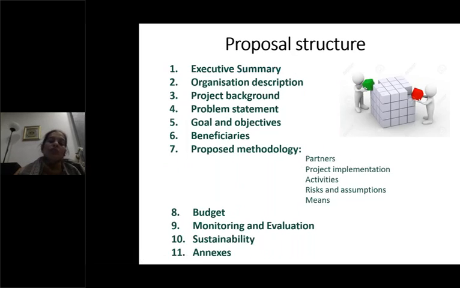And this is the proposal structure. Generally, these are the heads under which the funding agencies ask you for the project: first the executive summary, then organization description, project background, project statement, problem statement, goals and objectives, beneficiaries, and then proposed methodology, budget, monitoring and evaluation, sustainability, and annexure. These are mainly the points along which the proposal structure goes. First is the executive summary. Next, please.